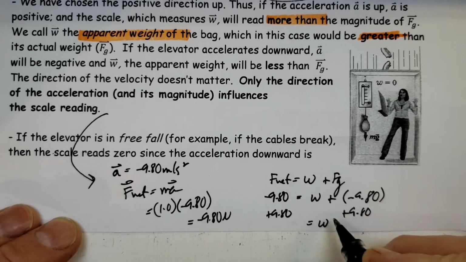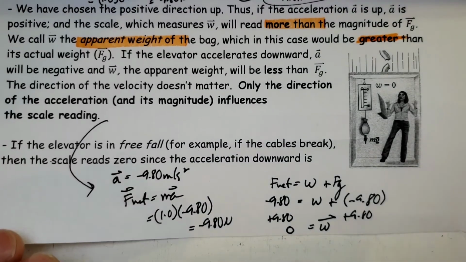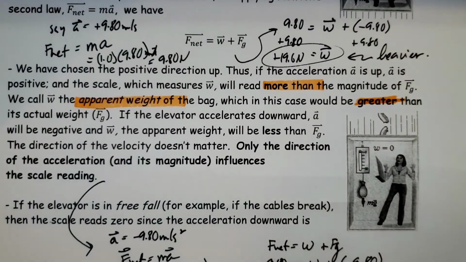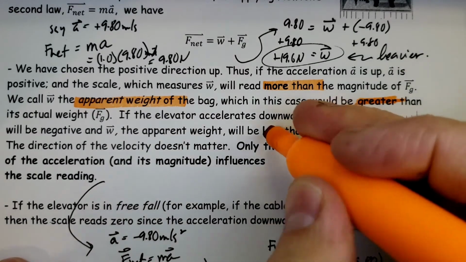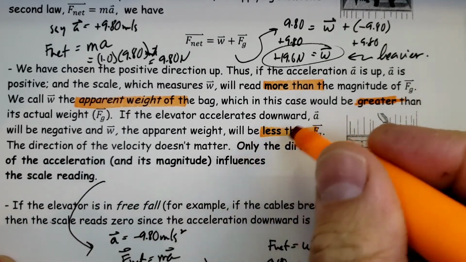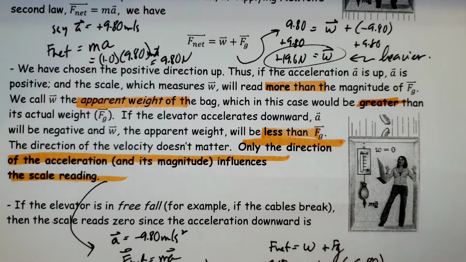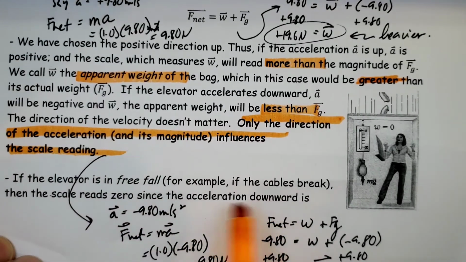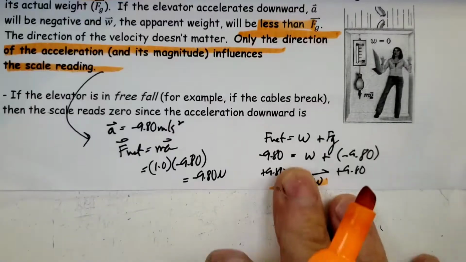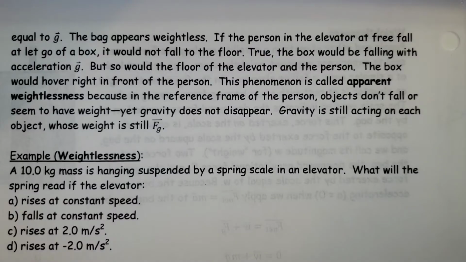So if you're falling at the rate at which gravity is acting, you would appear to be weightless. So that is apparent weightlessness. So it's less than Fg, and if it just happens to be the same rate at which gravity is acting, you would in fact be zero. So only the direction of acceleration and its magnitude would affect the scale reading. If the elevator is in free fall, if the cable breaks, the scale reads 0, just like I calculated right here. So you would have apparent weightlessness if you're falling at the rate at which gravity is acting.